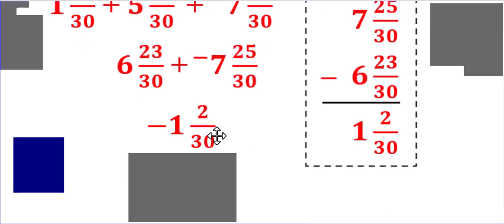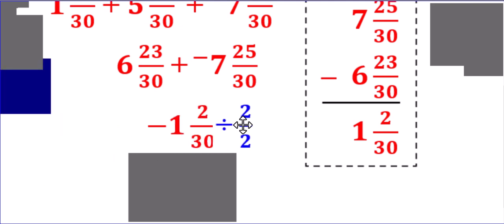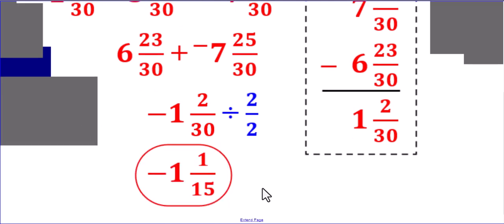And is this in simplest form? I don't think so. They're even. Even numbers are at least divisible by 2. That's going to give you negative 1 1/15.